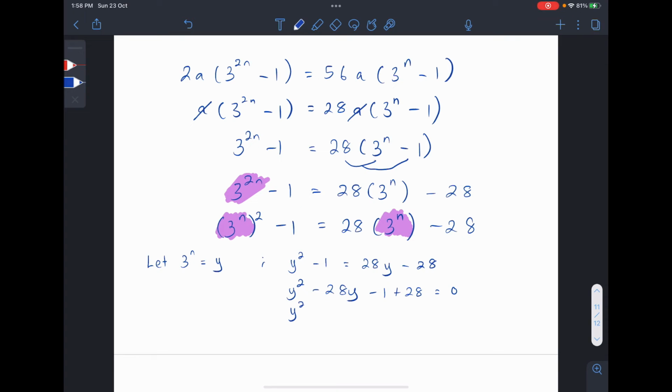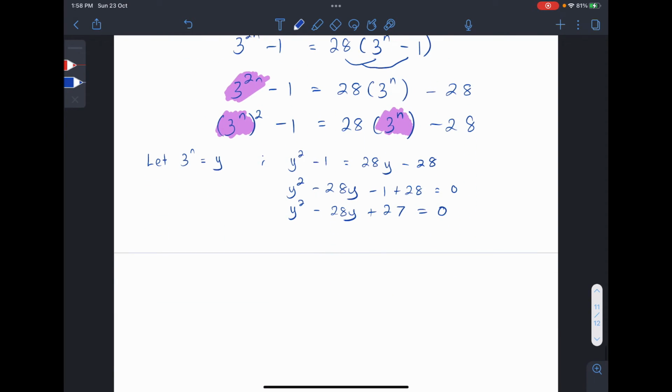You will get y squared minus 28y plus 27 equals 0. Ooh, this is a long equation, guys. All right, so right now, all we have to do is pretty much just use our calculator to solve the equation, right? So your A is 1, your B is negative 28, and your C is positive 27. Use your calculator to solve the equation, right? So we will get y equals 27 and y equals 1.